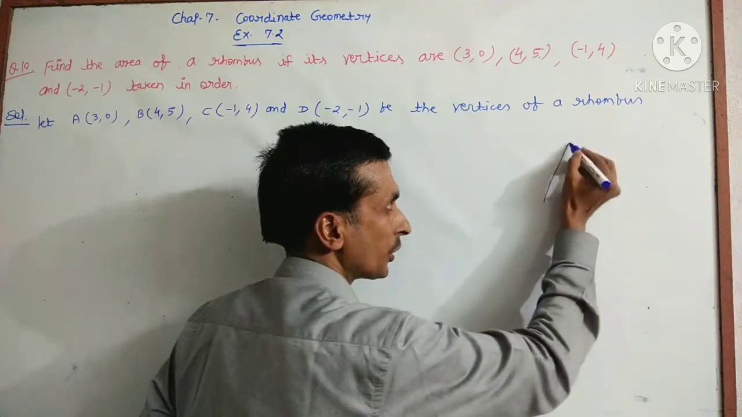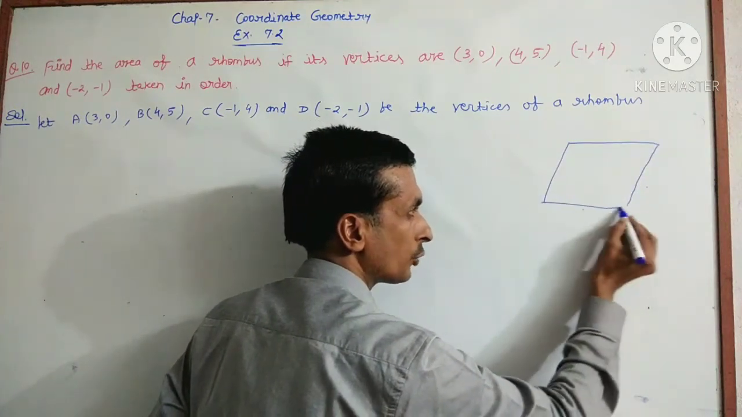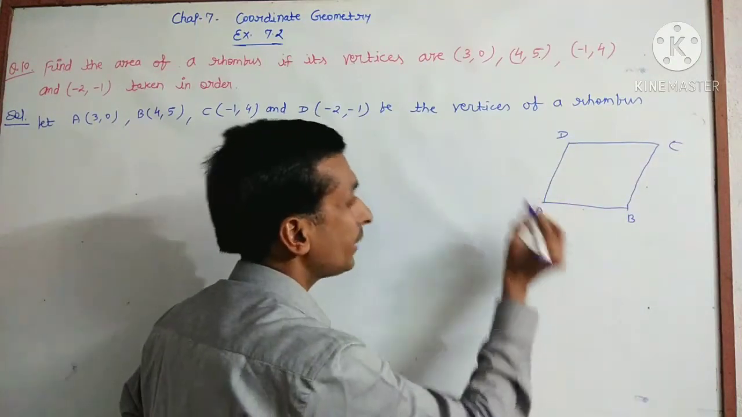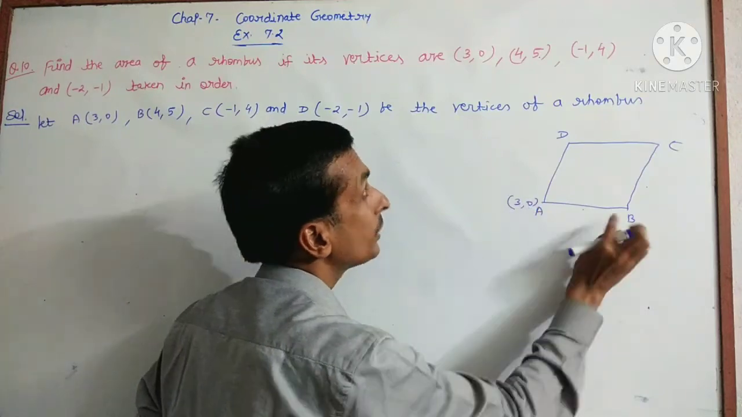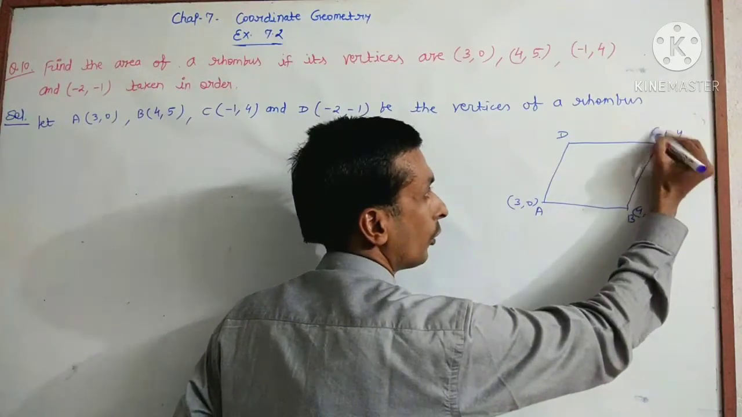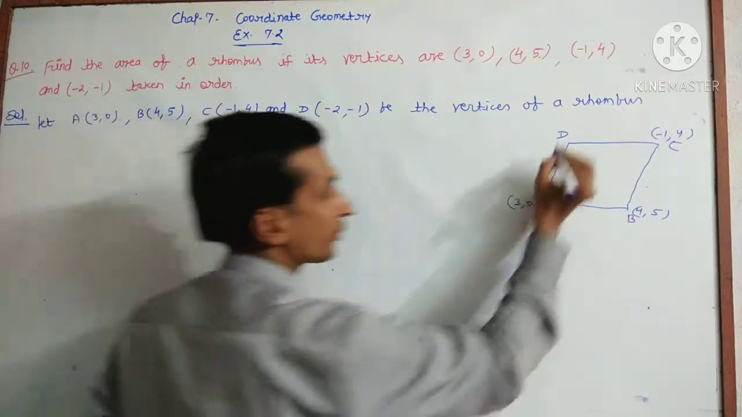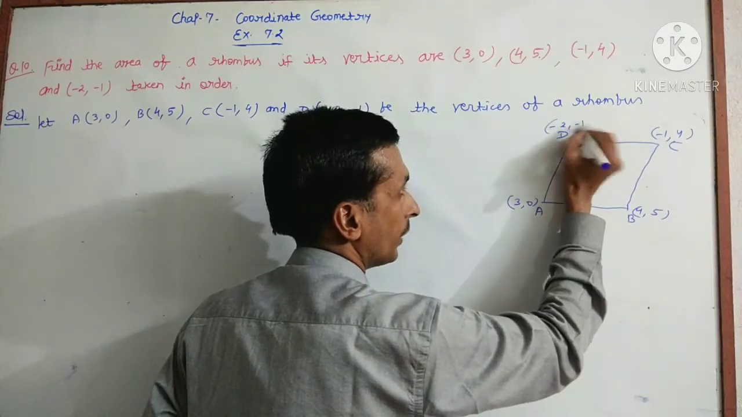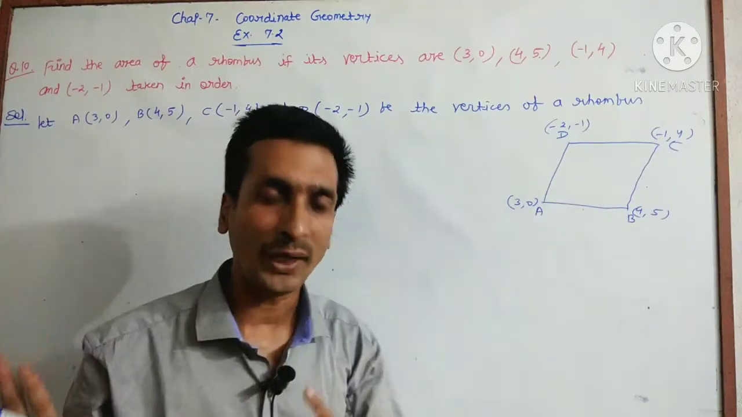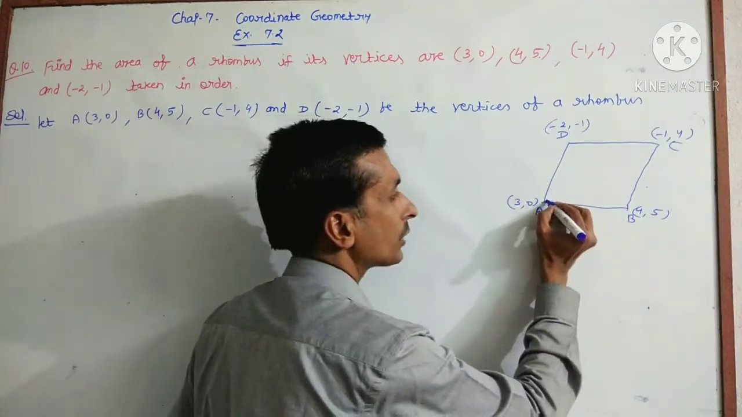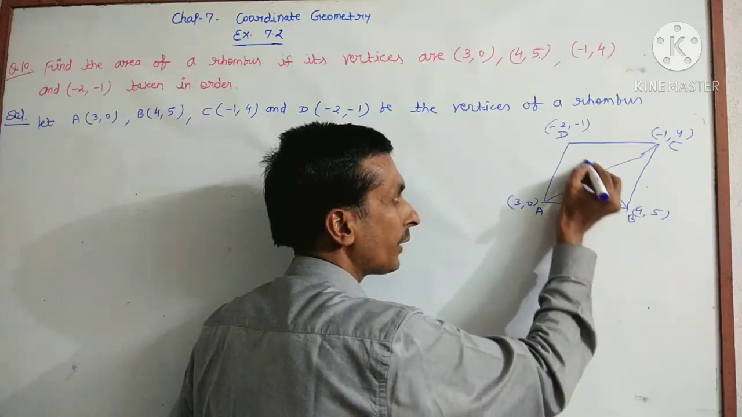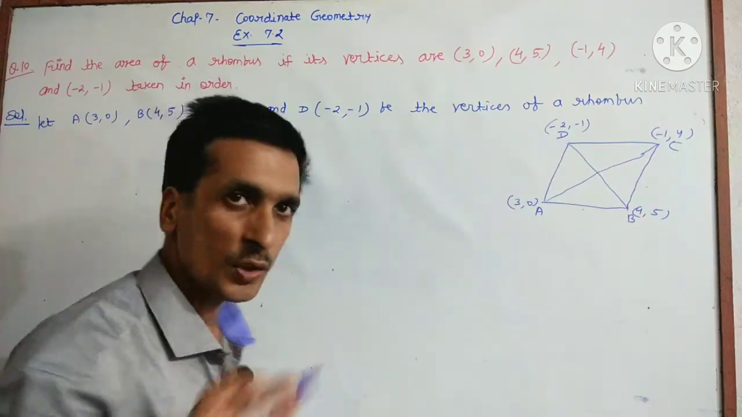You can understand by this picture: A, B, C and D. A means 3, 0, B means 4, 5, C means here minus 1 and 4, and D means here minus 2, minus 1. So you have to find out the area of this rhombus. How to find? First of all, you will find the distance AC, and after that you will find the distance BD. So you can apply the distance formula here.